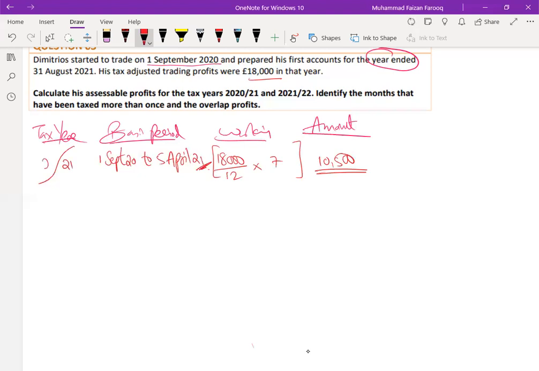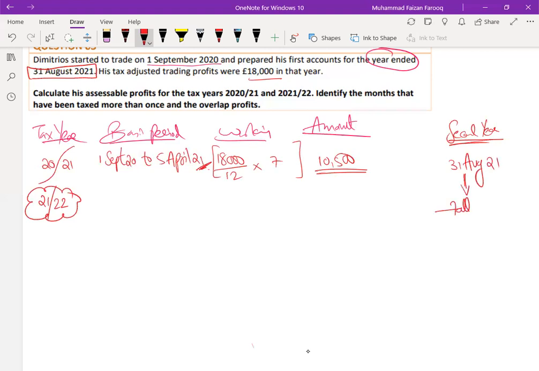The tax year end date is 21, so it starts from 20. So the next tax year will be 21-22. This is my second tax year now. I just circle it. Second year. What is our rule? The end date, which is 31st August 21. Does this date fall in the second tax year, which is 21-22? What is your answer? Is it yes or no? Yes, the answer is yes.